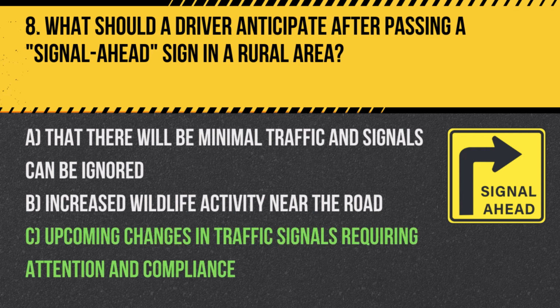Answer. C. Upcoming changes in traffic signals requiring attention and compliance. Signal ahead signs indicate the need to be ready for traffic lights, regardless of the rural setting.